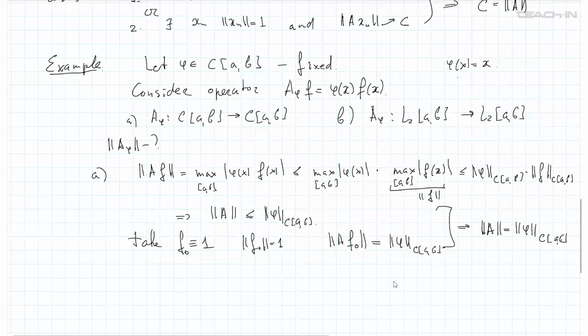So if I consider, for example, C[0,1] and the operator A f equal to x f(x), then the norm of the operator equals 1. Just this.